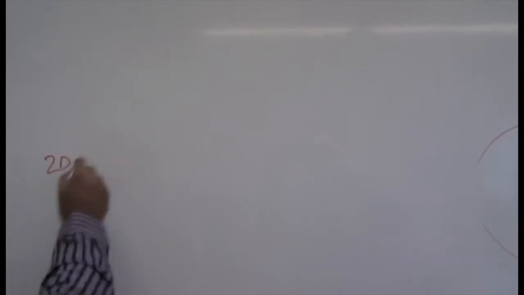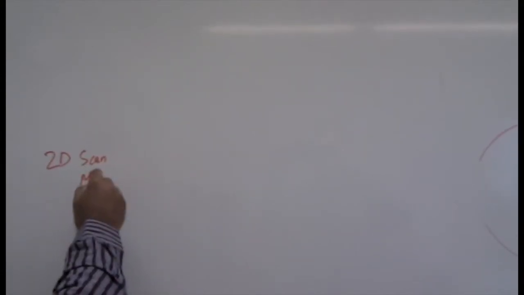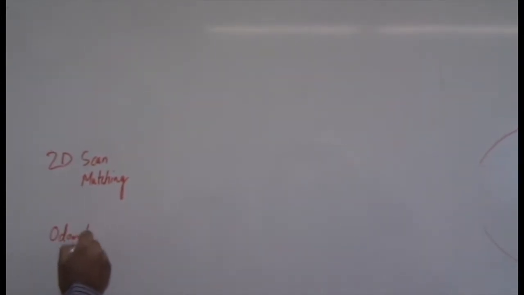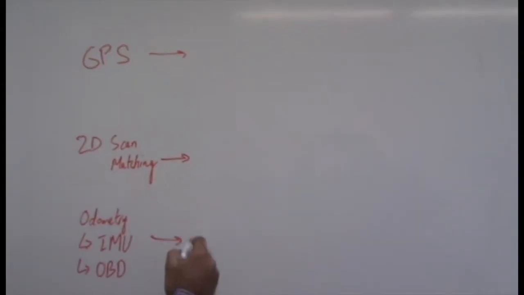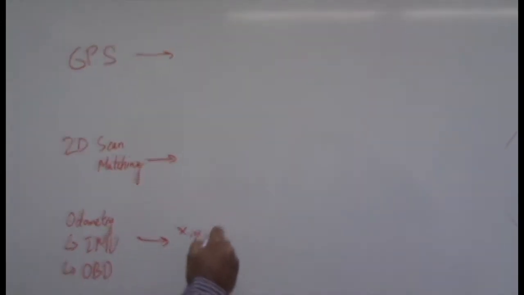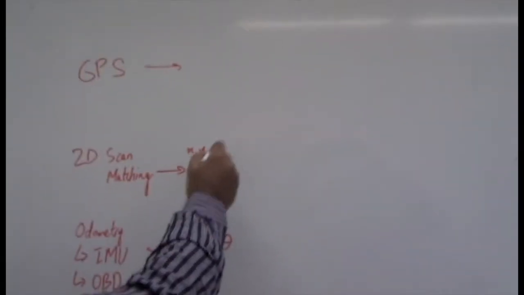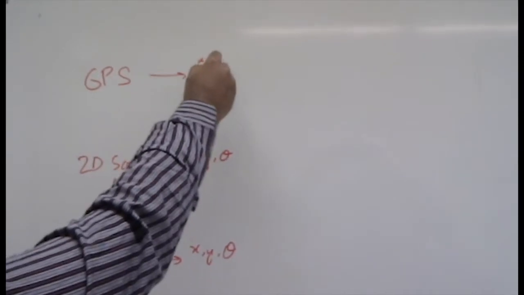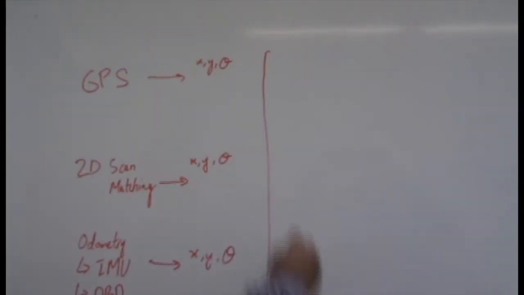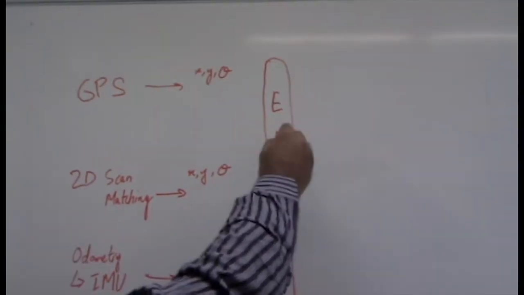Given the problem we have to solve, our approach on paper is quite straightforward. We have a laser scanner, which we use for 2D scan matching. We have odometry data, which we get from the IMU and the onboard diagnostic device from the car. And we have the GPS sensor. We take the X, Y, and theta coordinates from each of these three sources, along with their covariances. Covariance represents the degree of accuracy for each of the three sources.